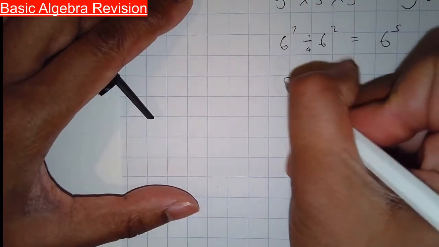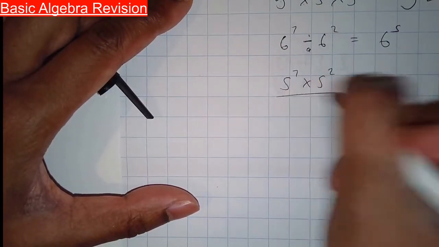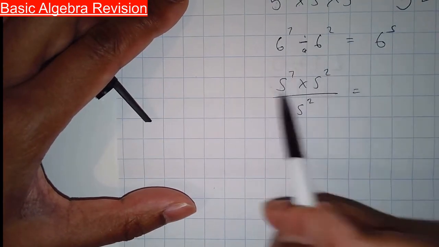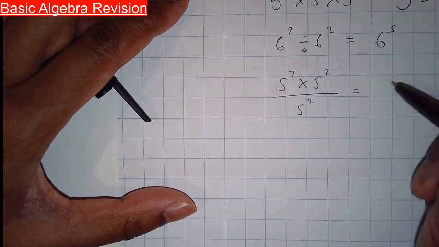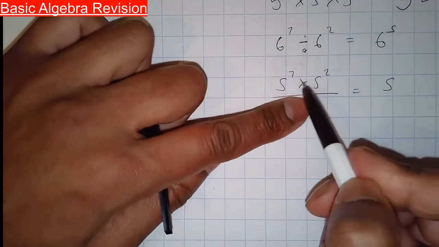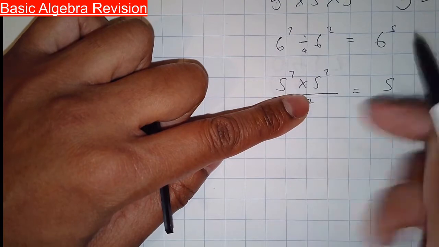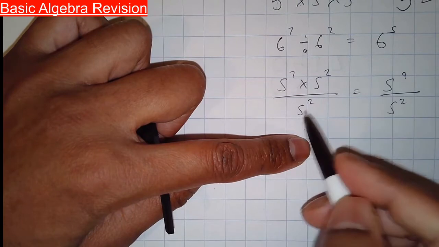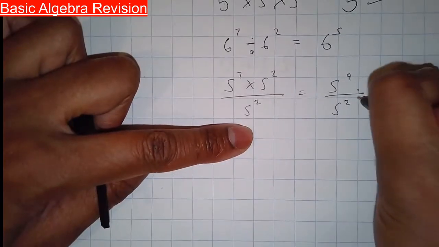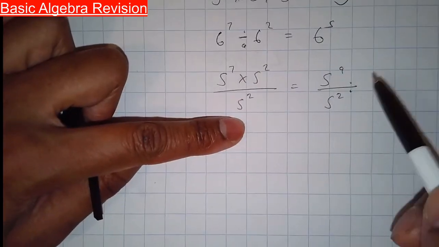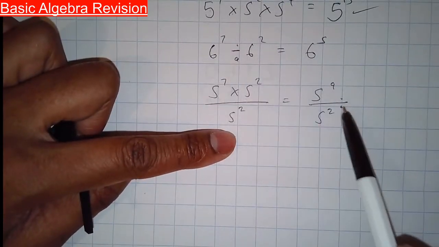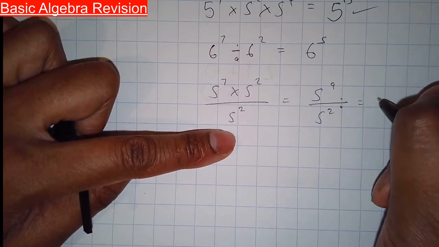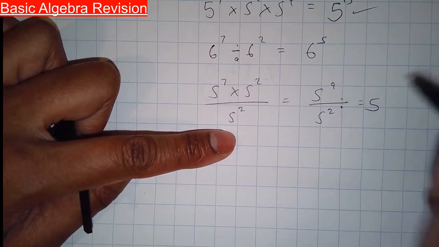Right, this is slightly more complicated. Deal with the numerator first, the top bit first. The base is the same, so copy the base. And because you're timesing here, you have to add the indices. 7 add 2 is 9. And don't forget at the bottom, you've got this thing here. Now that becomes division. That fraction is a division. And as I've said to you here, if you're dividing, you have to subtract, take away the indices. So that will be 9 take away 2, 7.